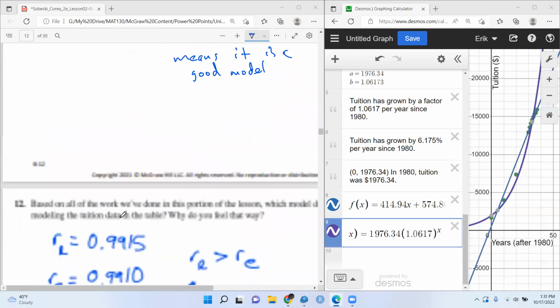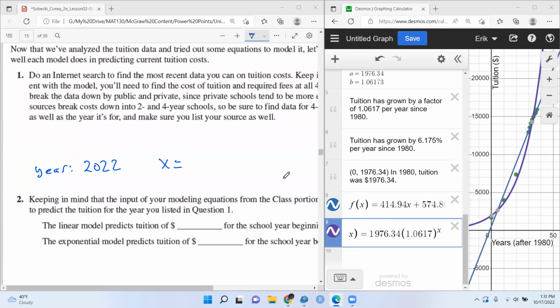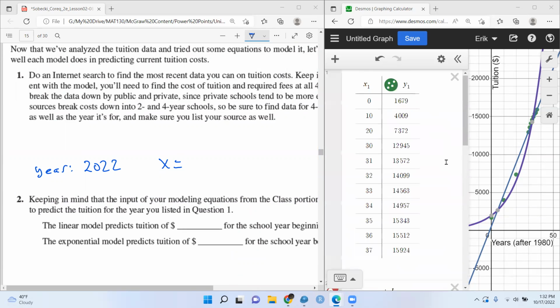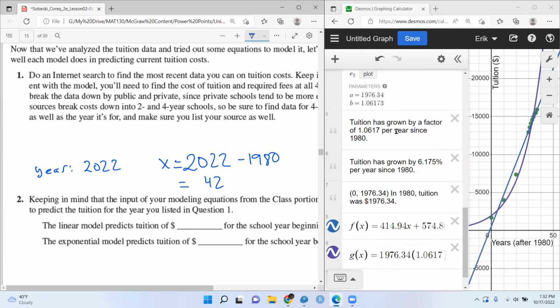Oh, how would you get 42? Nailed it. Yep. So our table of values and the functions we've made from these tables of values, these models, have X being the number of years after 1980. So if we're predicting a value now in a new year, we take 2022, we subtract from it 1980, and we get that nice number of 42 years have passed from this first data value to our current data value.